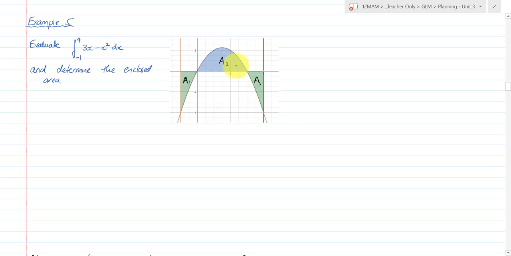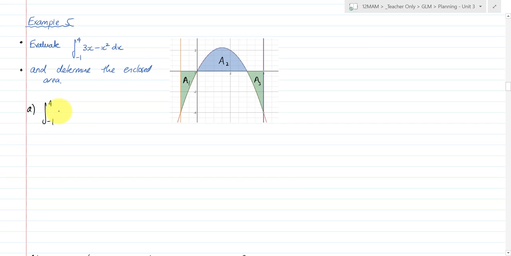What's going to happen here is when I do my final calculation, I'm going to recognize that two of those areas are negative and I'm going to make them positive. And there's multiple ways that we can do this. But first, the example actually asks us to do two things. One, evaluate that, and two, find the enclosed area. So the first thing I'm going to do, which I'll call part A, is evaluate that integral.